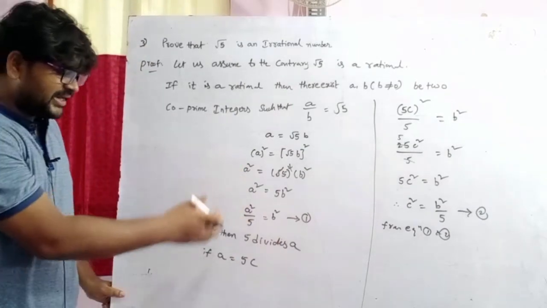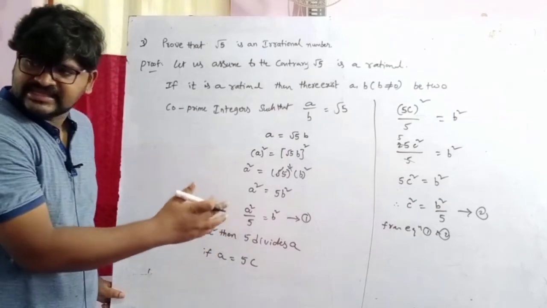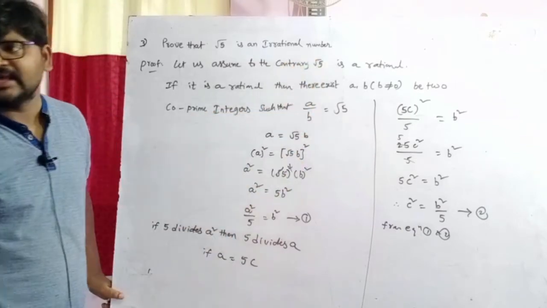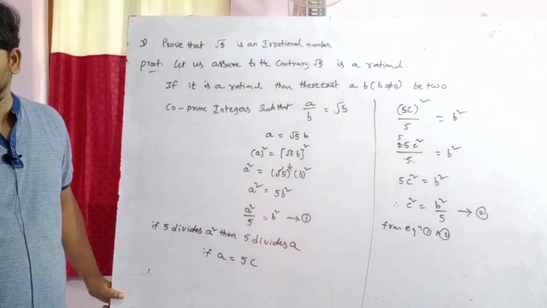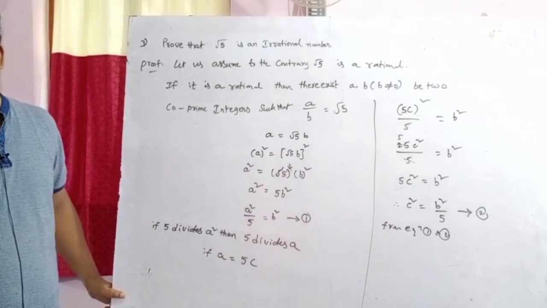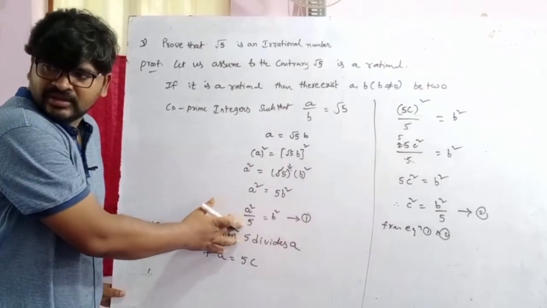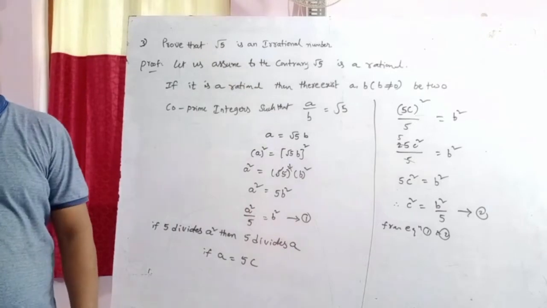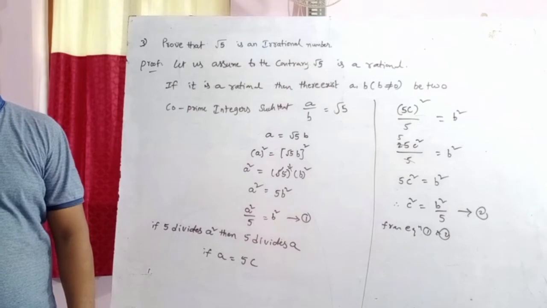But this is a contradiction, arising because of our assumption that root 5 is rational. But that is false. Our assumption is false. The contradiction shows the assumption is wrong, because root 5 is an irrational number. Hence proved. Clear, children?